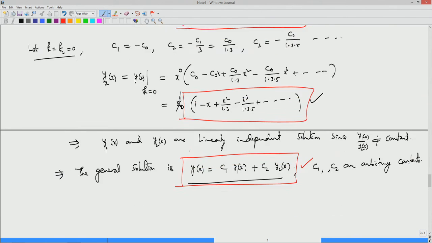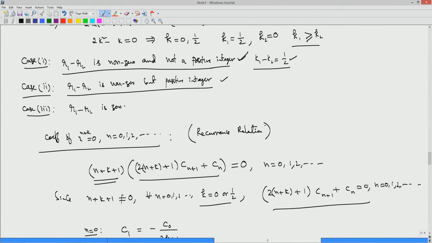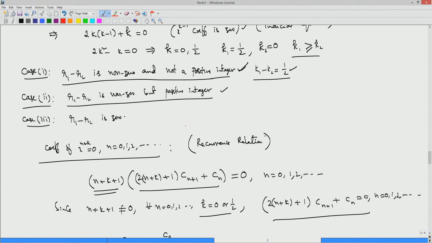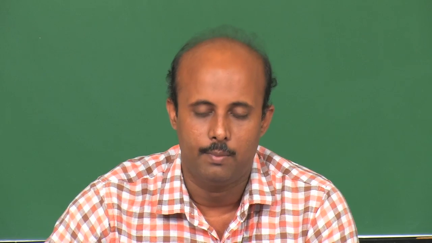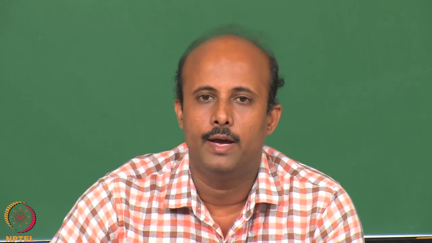So, you got this general solution of this equation in case 1. What is case 1? You find the indicial equation, you look for the solution in this form, and the difference of the roots r1 and r2 is non-zero and not a positive integer. We will see another example in the next video, where I consider an equation with the same case, but the roots are distinct and complex, so that the difference is always imaginary.